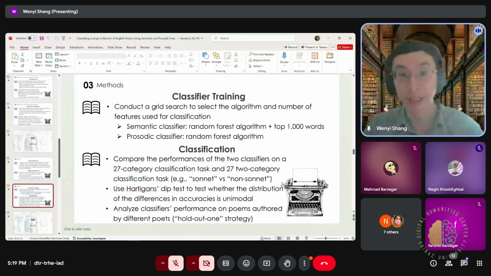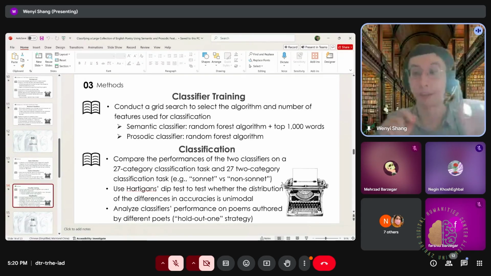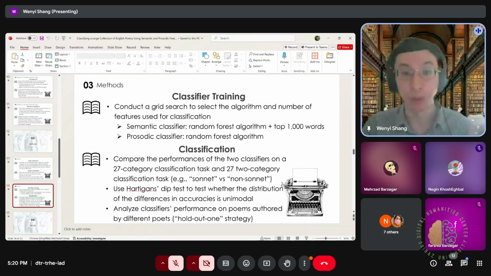And we then trained machine learning classifiers. So we conducted a grid search to select the algorithm and the number of features used for classification. By conducting a grid search, we try multiple algorithms, like the random forest algorithm, SVM, perceptron, and so on and so forth, the most commonly used machine learning classifiers. And then for the semantic classifier, we also go through different numbers of words. We select the top 500 words, top 1,000 words, top 2,000 words, and so on and so forth, and see which ones achieve the best performance for our sample size.